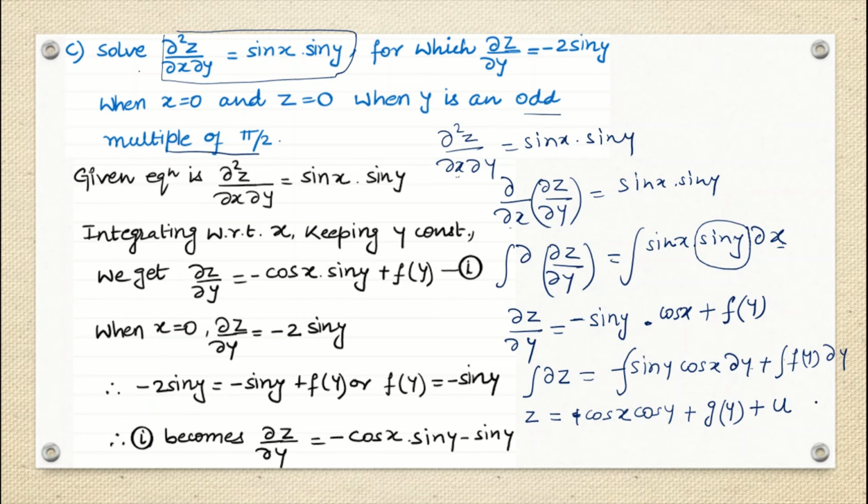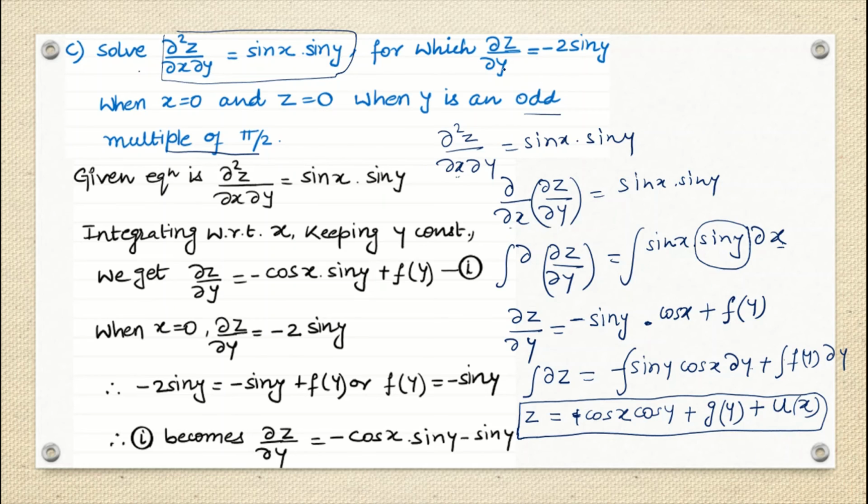So this is your u(x). u(x) is the arbitrary function with respect to x. Okay, and this g(y) is what? Integral of f(y) del y. Okay, so fine. So this is the solution, but this solution should actually have some values put in here also.